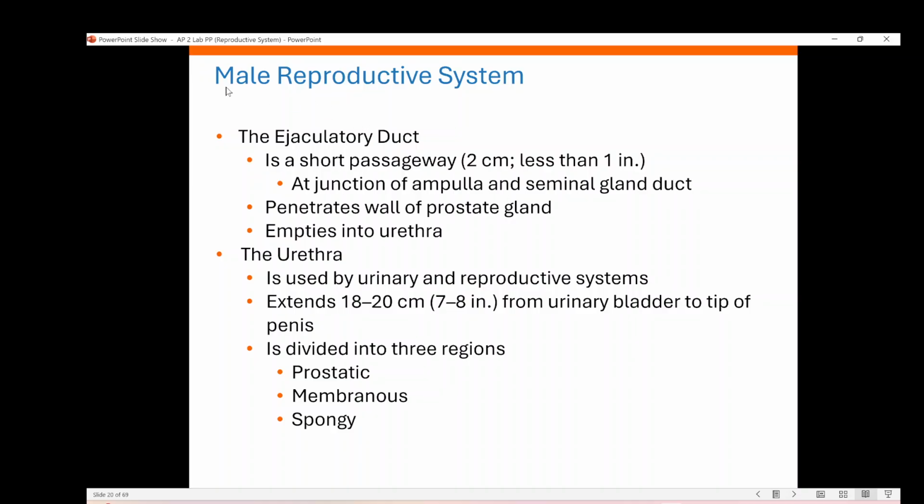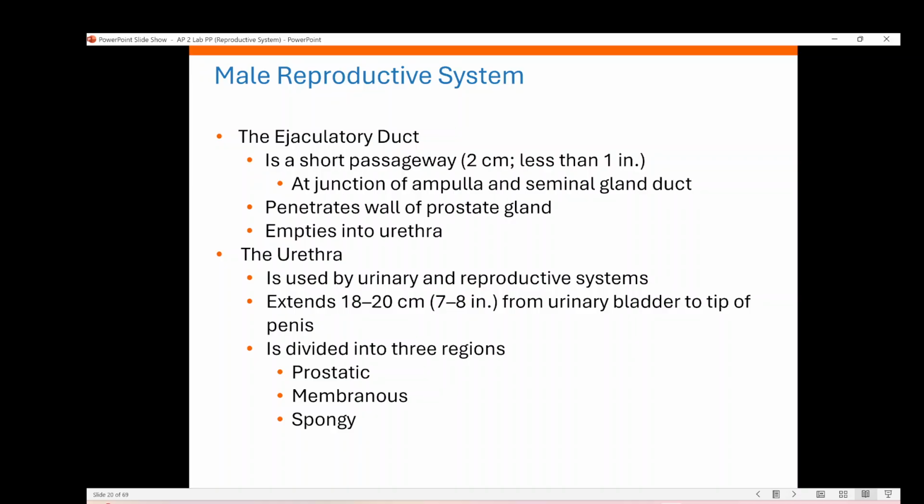Okay, so again, the ejaculatory duct is a short passageway, a little bit less than an inch. It's right at the junction of the ampulla and the seminal gland duct. So that's the duct we're coming from, the seminal gland. And then this ejaculatory duct is going to enter the prostate gland, and then eventually it's going to lead to the urethra.